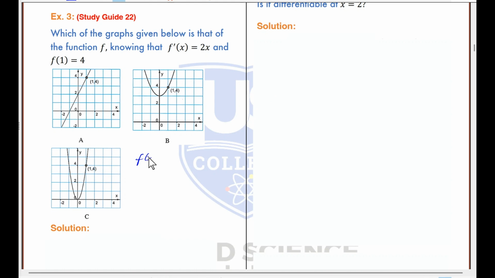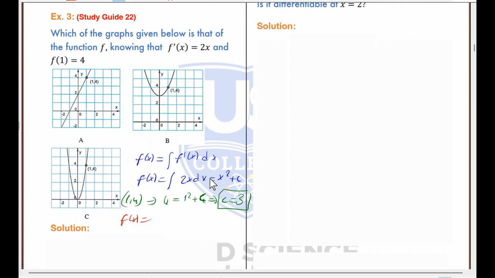Okay, f of x equals the integral of f prime of x. So it's equal to the integral of 2x dx, which is x squared plus c, right? I have a point, (1, 4). So let's try this point in this function. Y is 4, which is equal to x is 1, 1 squared plus c. Then our c is, moving 1 to the other side, 3. So my function becomes x squared plus 3.